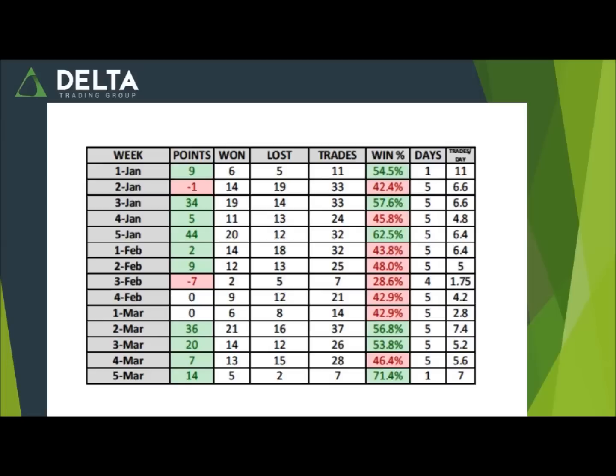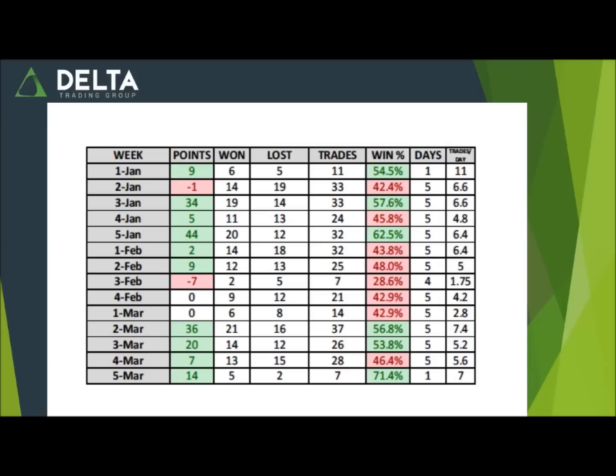Now, the reason for demonstrating each week individually like this is to show you that within the week, you can have winning weeks or losing weeks. You can have weeks where you break even, but in the end, when you add all the weeks together, you should be right at about a 50% ratio with most months.